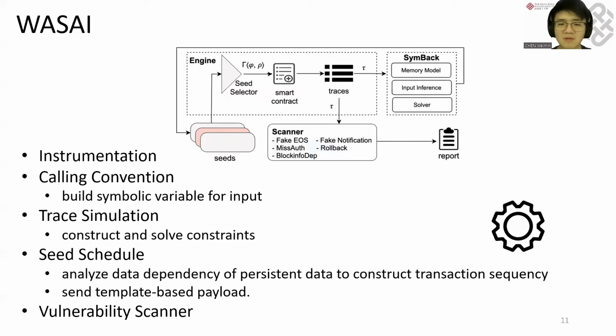We also schedule the seeds. For example, we analyze the data dependency of the persistent data to construct transaction sequences with several seeds. We also use a tempo-based payload of seeds to trigger the vulnerabilities. Last, the scanner identifies the exposed events from the traces and outputs a report.